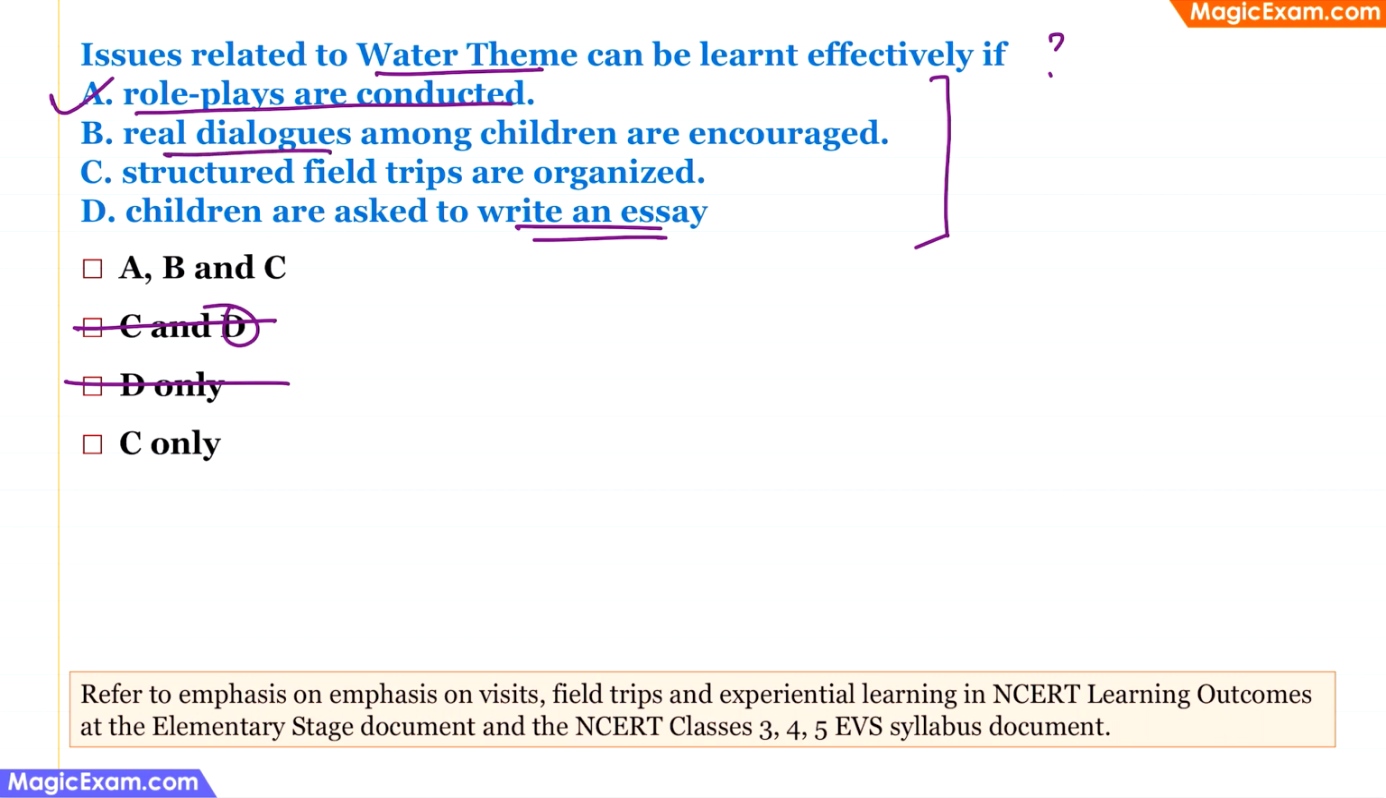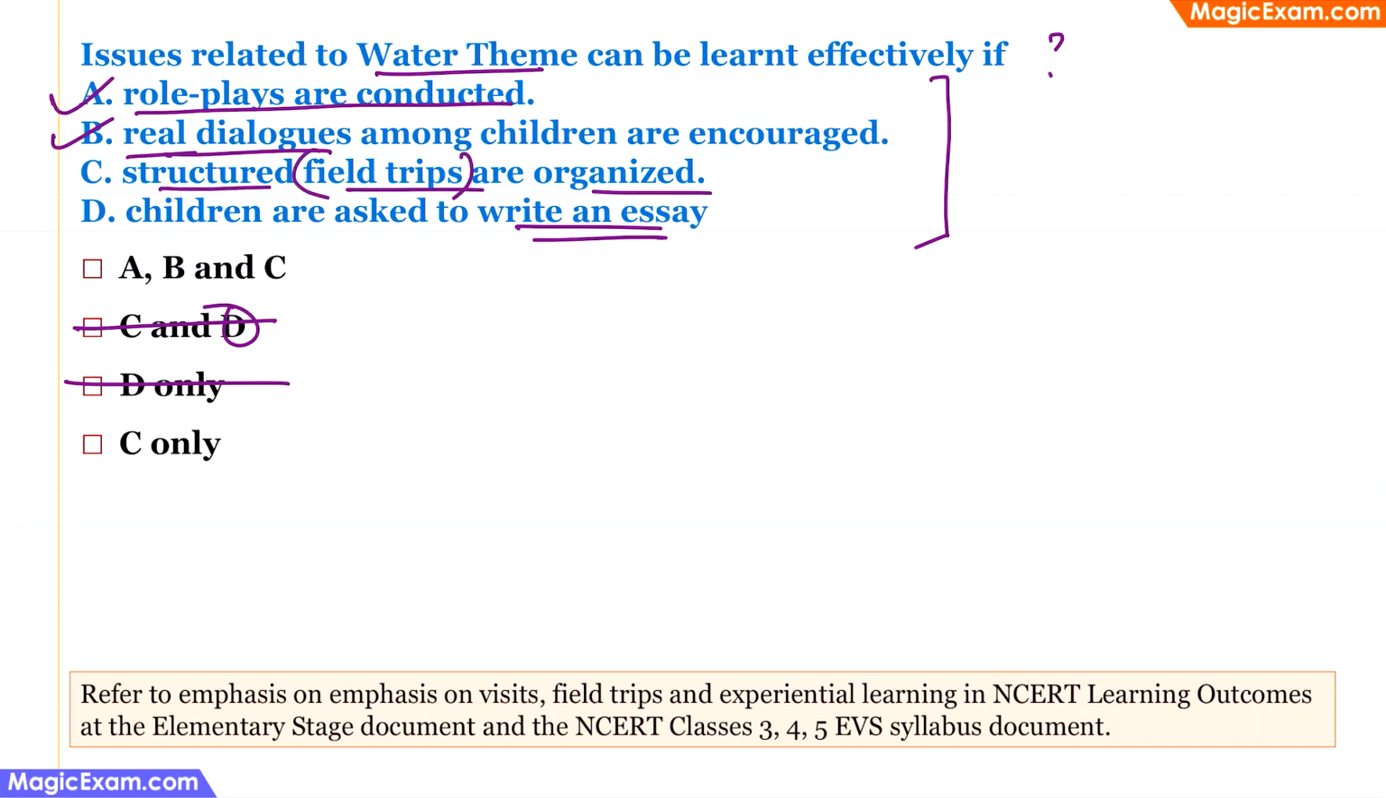Next, real dialogues among children are encouraged. Correct, because when children are encouraged to talk between themselves, one child might say, the source of water in my house is a tap, because that child comes from an urban family where taps are there in every house, whereas a child from a rural area might say the source of water in our house is a well. So that child knows more about groundwater, whereas the child who has a tap in the house might not actually have an understanding of what groundwater is all about. Therefore, real dialogues among children help in peer learning. Therefore, this is correct.